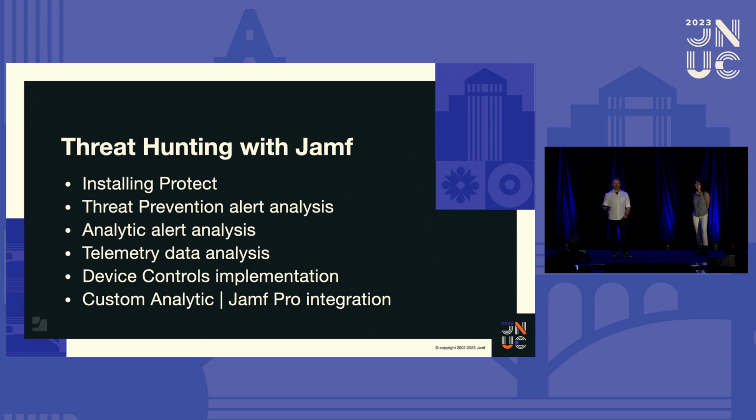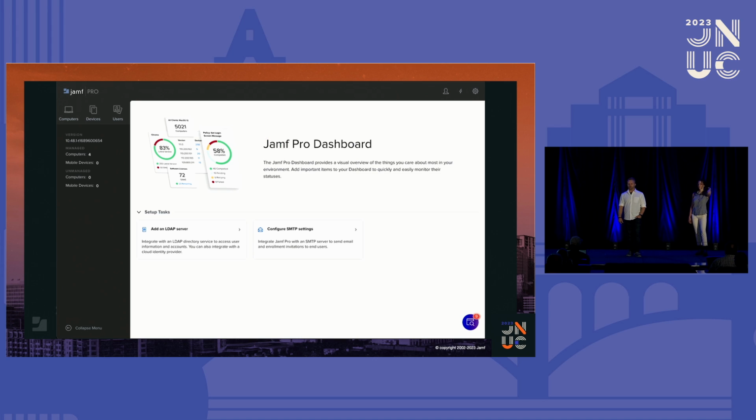I want to take a moment to rewind, and let's look at what this attack would look like if I had leveraged all the tools at my disposal to increase my security posture with Jamf. I'm going to first get Jamf Protect installed, and then we're going to take a look at how threat prevention blocks this attack from fully executing. But I'm going to want to stop it a little bit earlier. So I'm going to look at some alerts and telemetry information, and then use features like device controls and the Jamf Pro integration to stop the kill chain a little bit earlier in the process.